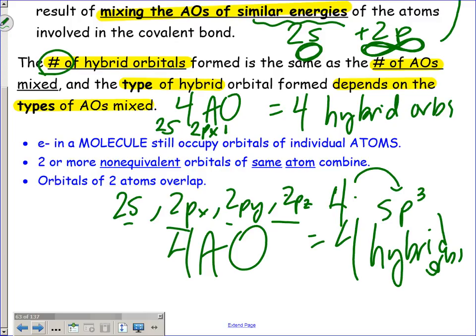Okay. So the type of hybrid orbital depends on the atomic orbitals mixed. That's why I said if I blend an s, a p, and a p, I make an sp3, which is me adding the p's together to make p3. Okay. So that's what this right here is. The rest of this.